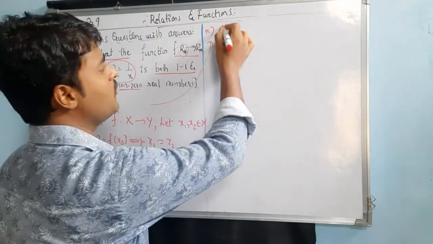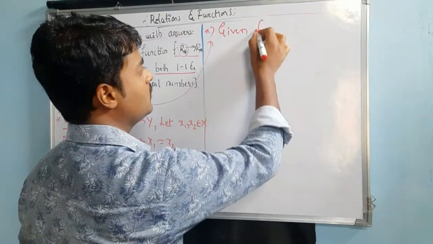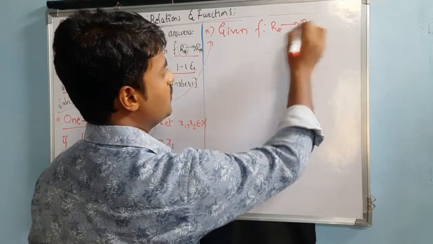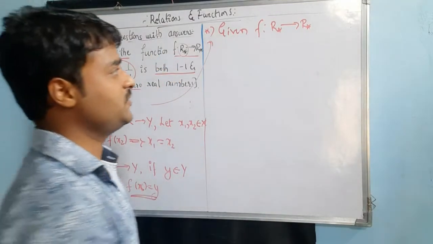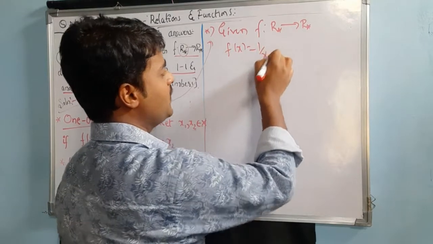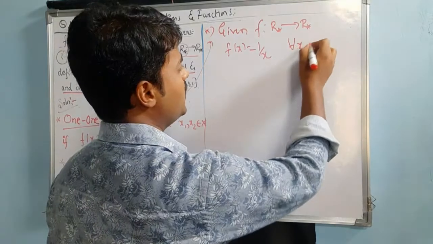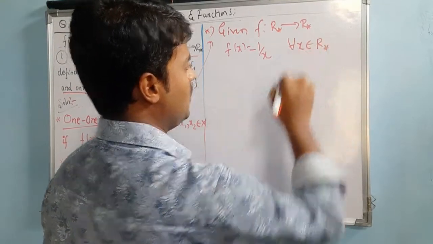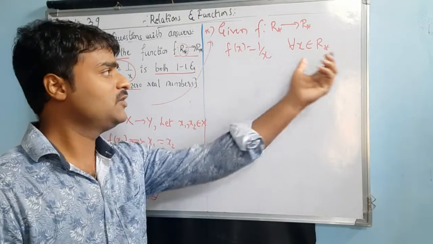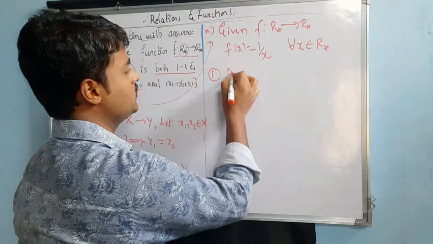So first, write down the given. What is given? The function f from R star to R star is defined, and the function is given by f of x equal to 1 by x for all x belongs to R star. Okay. The first one is one-one.